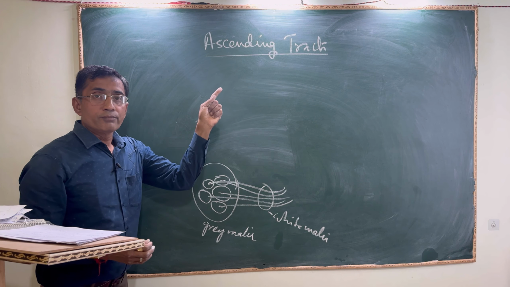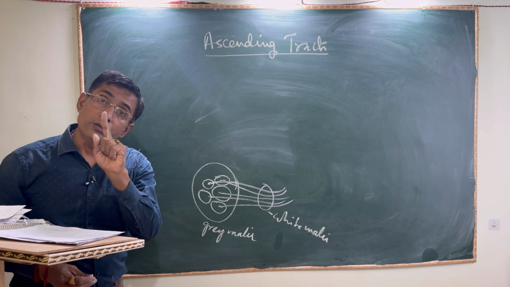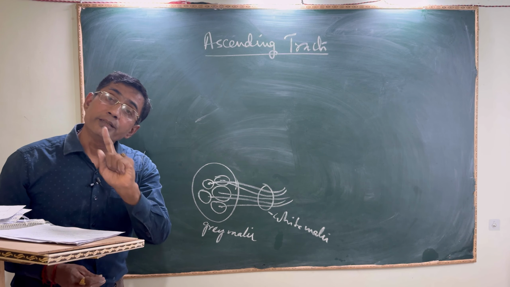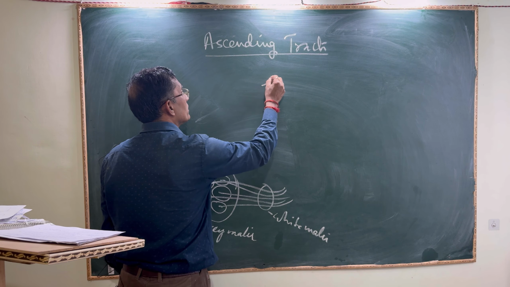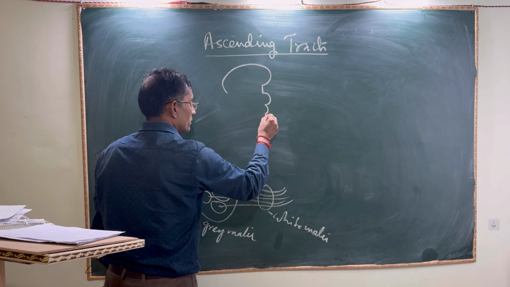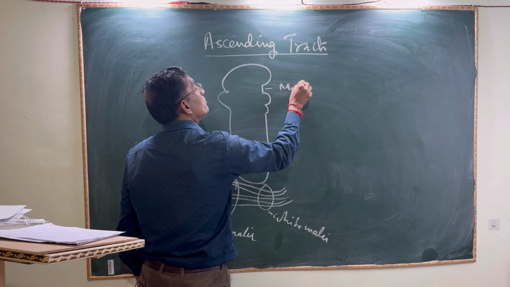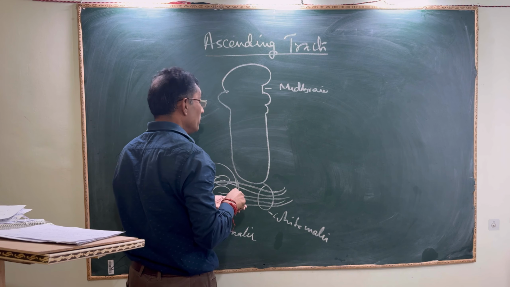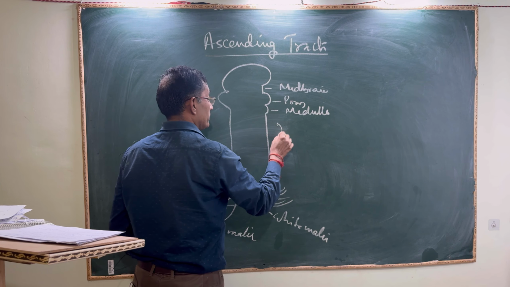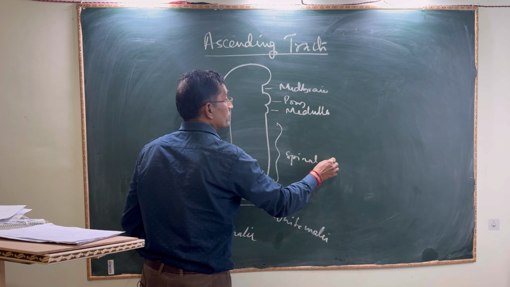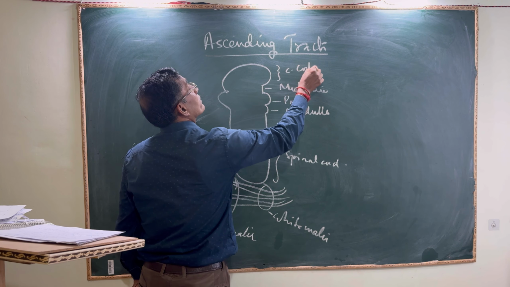Now, according to the definition, what I have told you is that a group of fibers will have a common origin and a common termination in the central nervous system. Means we are talking about the central nervous system. If we draw the diagram of the central nervous system, see here, it is the midbrain. Then it is the pons. It is the medulla, and this one is the spinal cord. Now here we have the cerebral cortex.